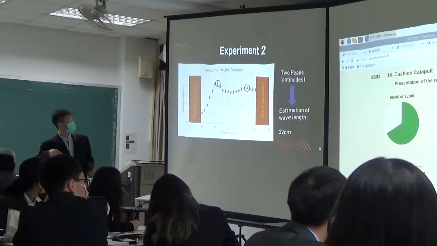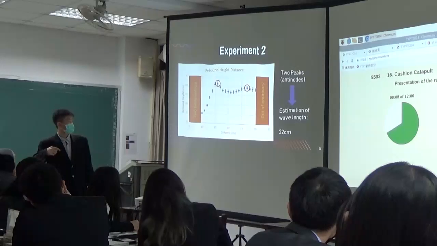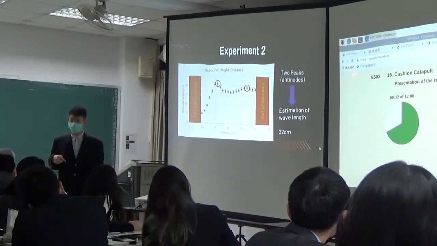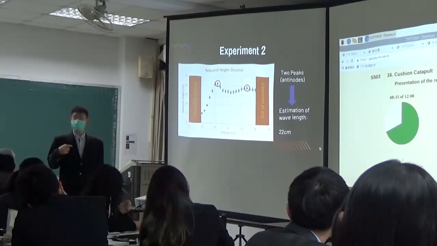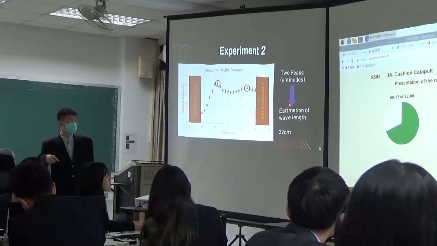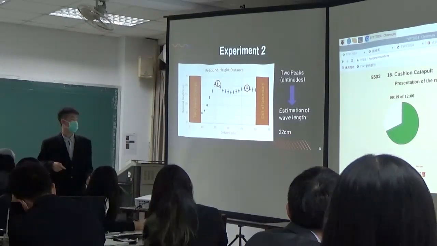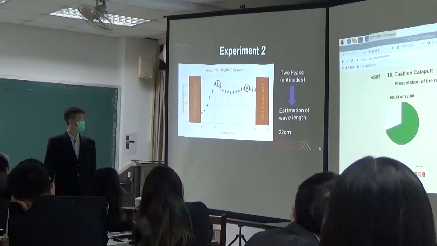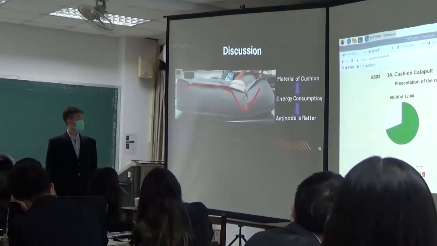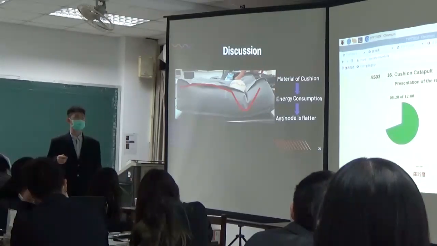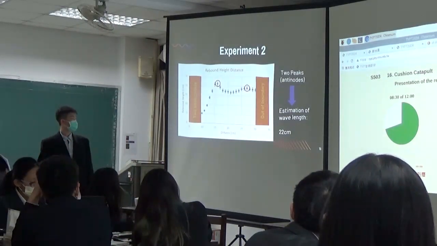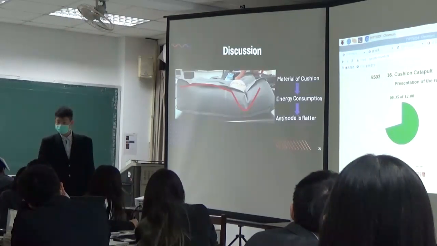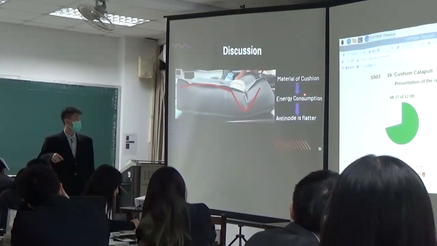we have the peak over here, these 2 peaks, which means it's the antinodes of the standing wave. And our estimation of this wavelength is 22 centimeters, which is these 2 subtracted from each other. Oh wait, it's not subtracted, sorry. There's another formula for this. Yes.